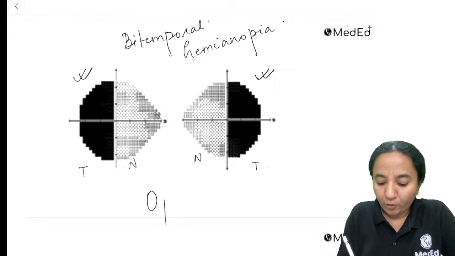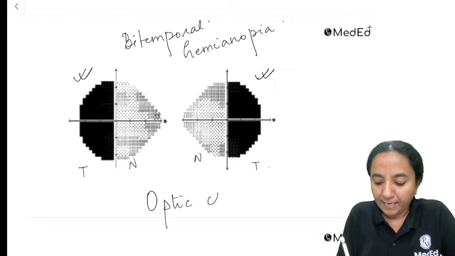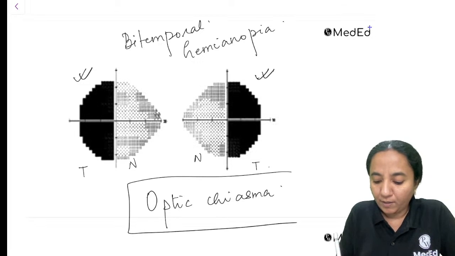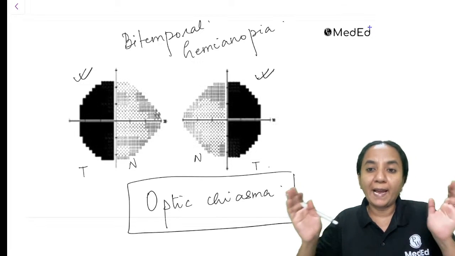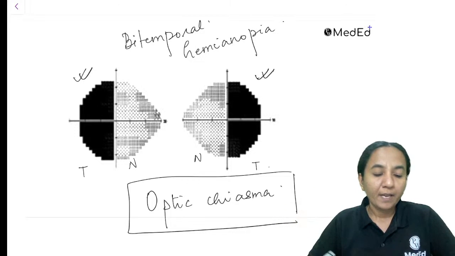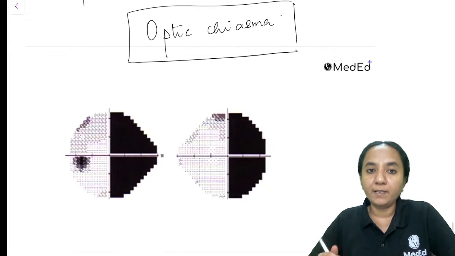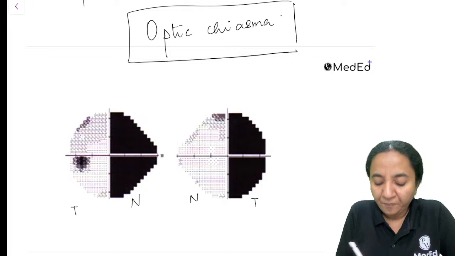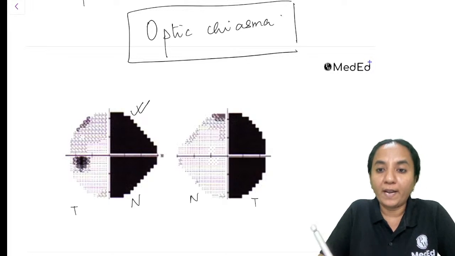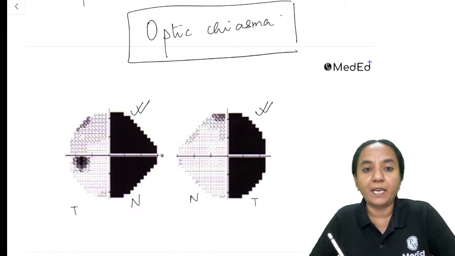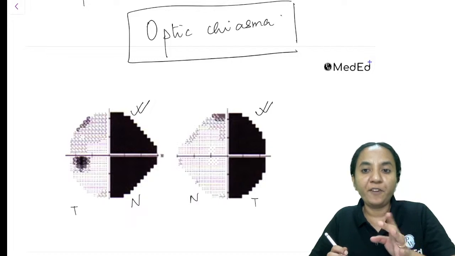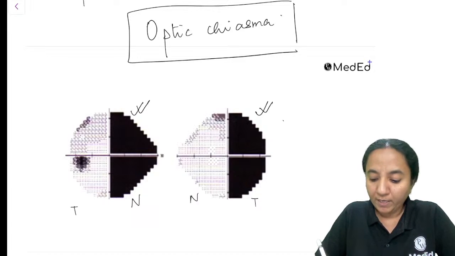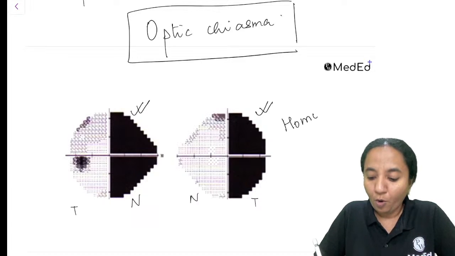And what is the site of the lesion? We have just discussed. The site of the lesion is the optic chiasma. So blackening on the temporal side. Now correspondingly, have a look at this. Here also if I mark out nasal and temporal, you will see that the nasal field of one eye and the temporal field of the other eye are involved. So one eye nasal field, other eye temporal field. What is this called? This is your homonymous hemianopia.